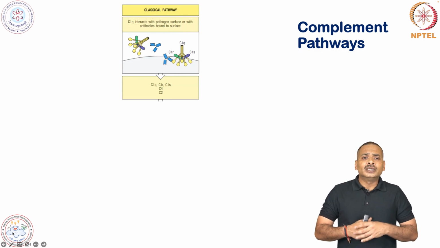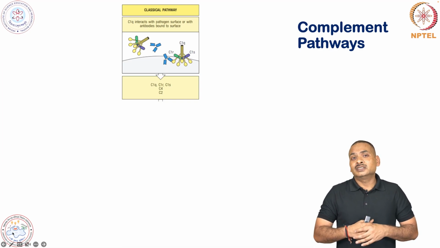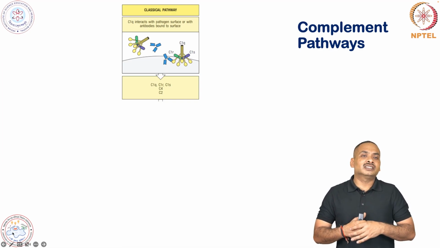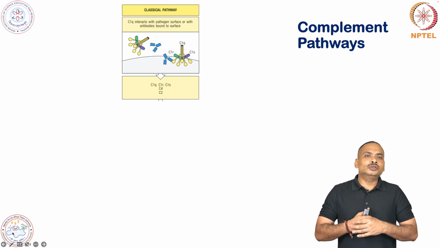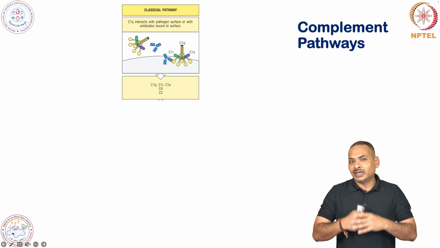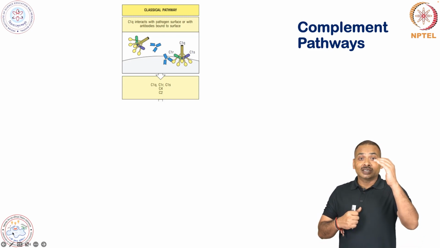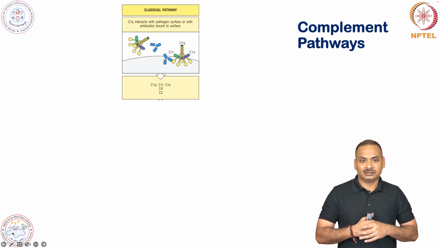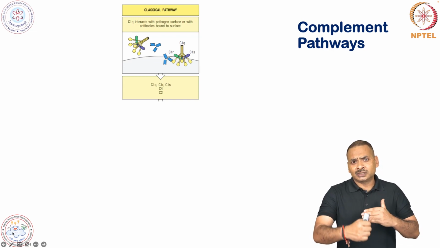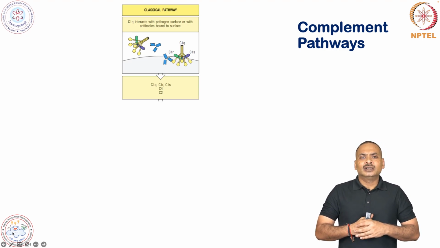Another is the classical pathway, which is initiated, as you have seen in the previous slide, by a molecule known as C1q. When this C1q molecule interacts with an antigen-antibody complex, the complement is initiated. So the classical pathway is triggered by the antigen-antibody complex. Eventually, in the next step, this makes a C3 convertase, and then the subsequent pathway will be triggered.